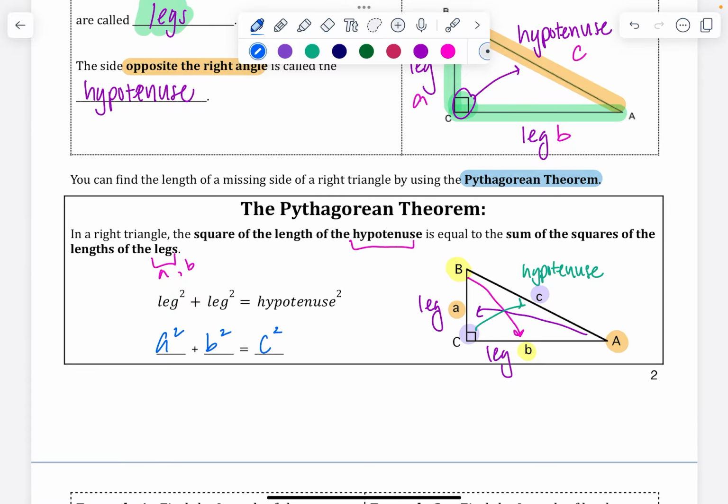Okay, so I'm going to take leg A squared, plus leg B squared is equal to hypotenuse squared, which is C squared. Okay, this is what we have to go ahead and start being aware of, is I have A squared plus B squared is equal to C squared. Okay, so let's go ahead and try some problems on the next page.